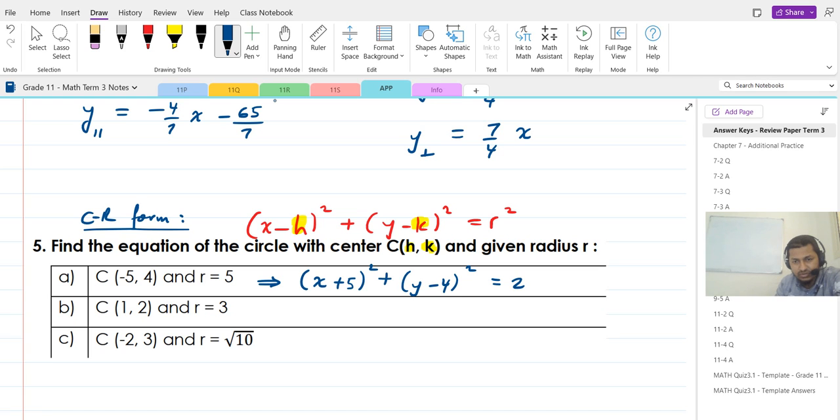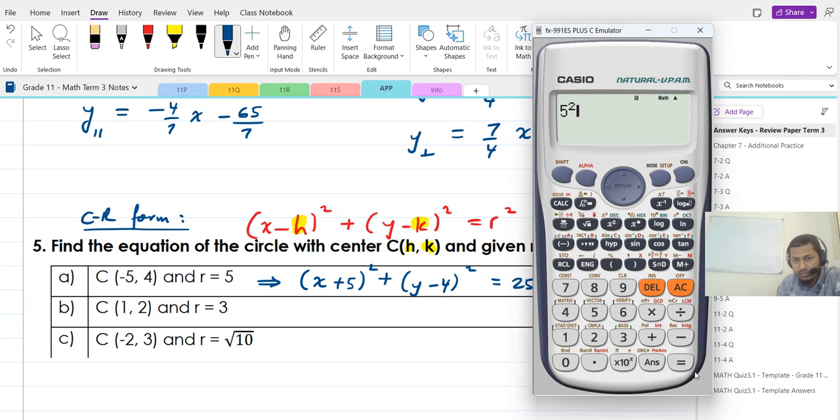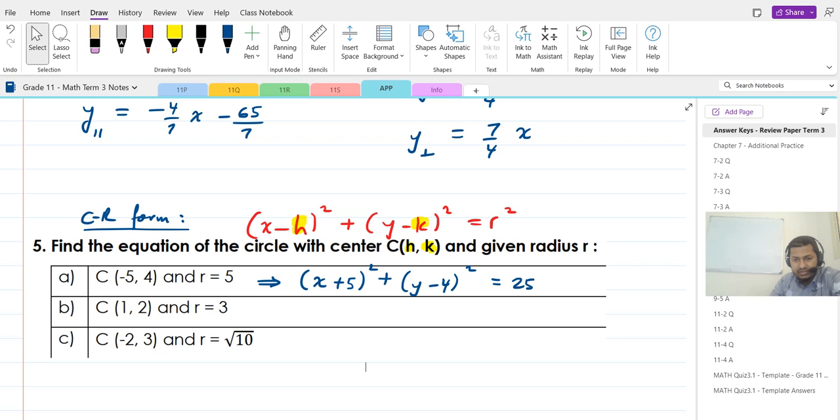R squared is 25, 5 squared. You have to type it like this: 5 squared, which is 25. Right, solving the next problem.